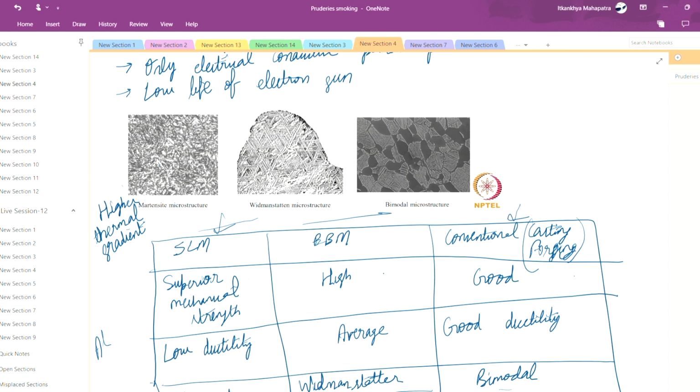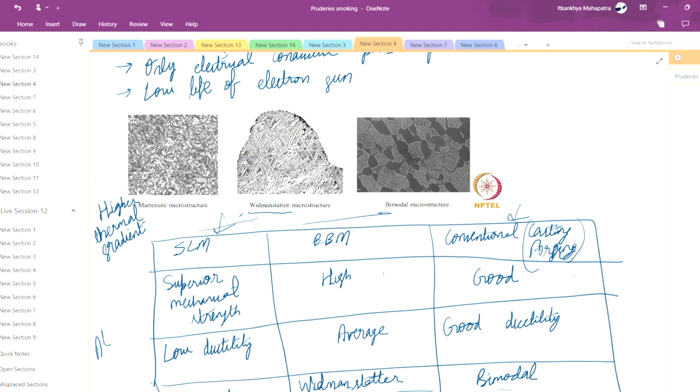Now, when your cooling rate is very high, we get this type of microstructure. In EBM, the powder bed is heated, so usually the cooling rate is not that high as compared to the SLM process. So we will get this type of microstructure. That name is Widmanstätten microstructure, named after the person who discovered it.